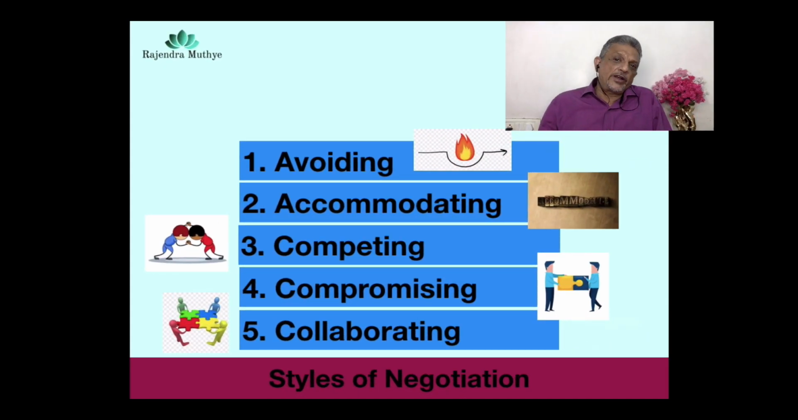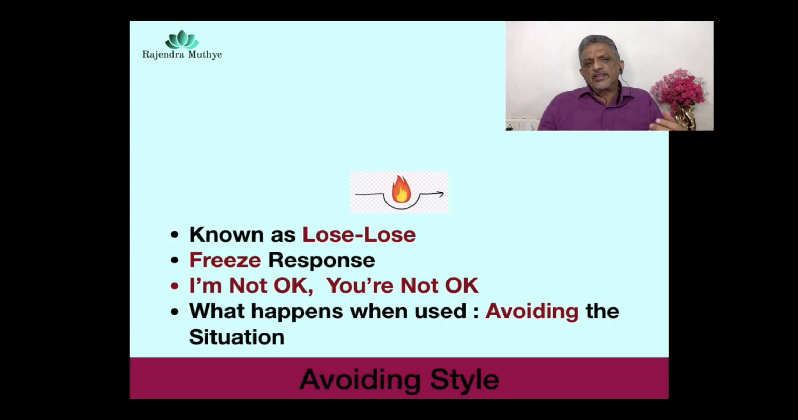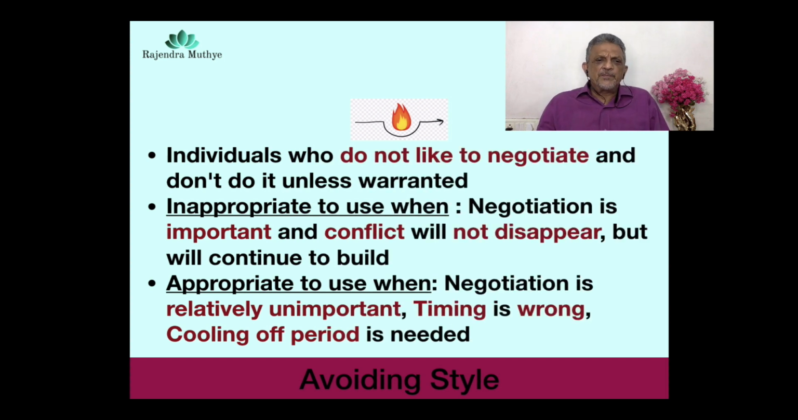Styles of negotiation: avoiding, accommodating, competing, compromising, and collaborating. I don't have to go through the details of everything because, as the name suggests, people will avoid. This is known as lose-lose. I am not okay, you are not okay. They will avoid the situations. When the issue is avoided, that's when this happens. These are individuals who don't like to negotiate unless and until they are forced to. So this is the avoiding style. Not very useful in places where you want some results.